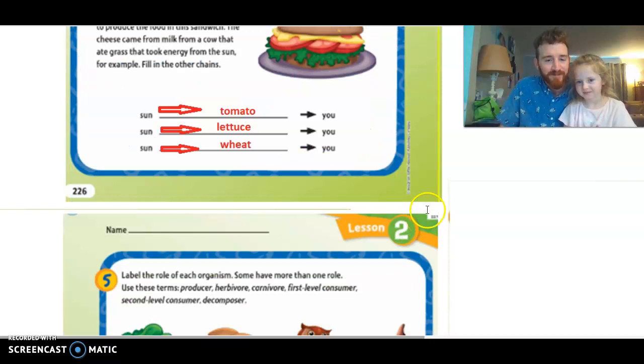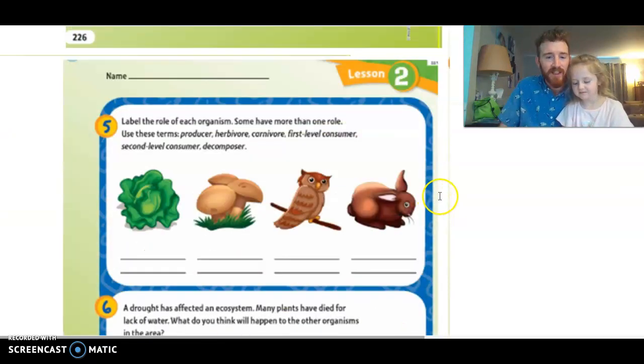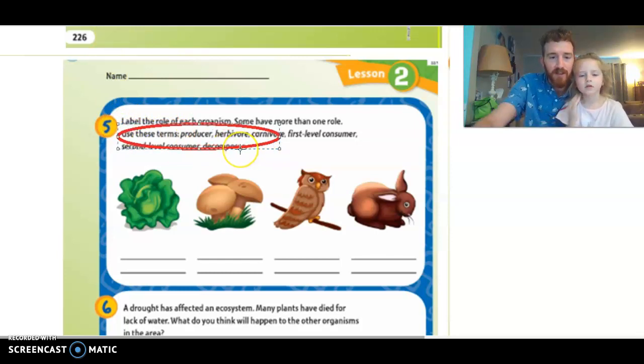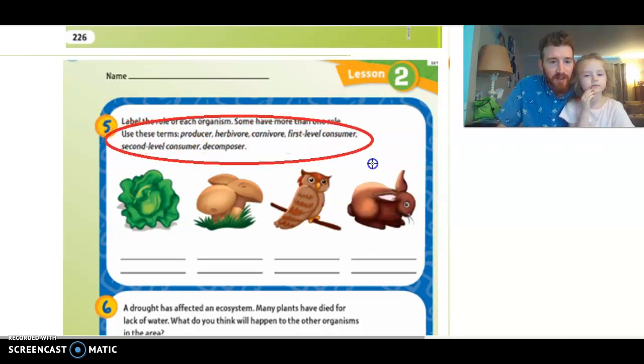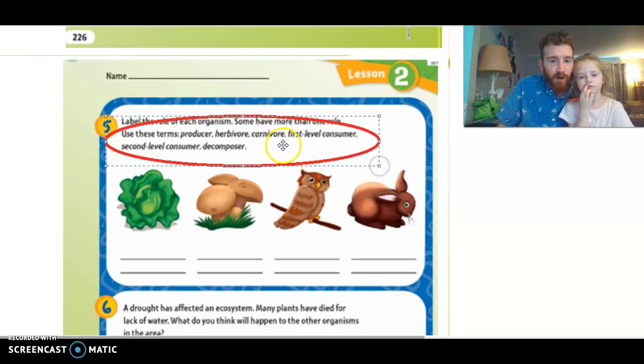Okay. All right, now we're going to go to the next page here. Number 5, I just want to point this out to you guys. Here it says, label the role of each organism. Some have more than one role, and we're going to use these terms. We need to make sure that we're using all of these here. I'm going to go ahead and circle these parts here. So it says use these terms. We want to use the term producer, herbivore, carnivore, first level consumer, second level consumer, and decomposer. Okay, so you're going to want to use each one of those.